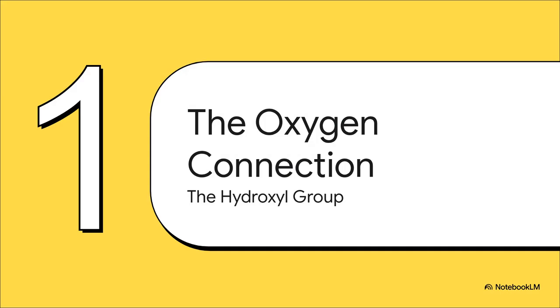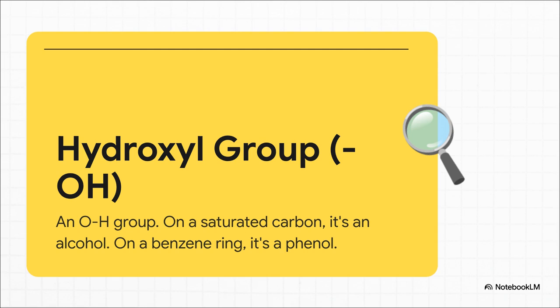All right, let's get right to the heart of it. The key player connecting our first two compounds is something called the hydroxyl group. You'll see it written as a -OH. And this little group right here, it's the whole reason alcohols and phenols get their names and a lot of their signature moves. On paper, it looks pretty simple, right? It's just an oxygen atom bonded to a hydrogen atom.